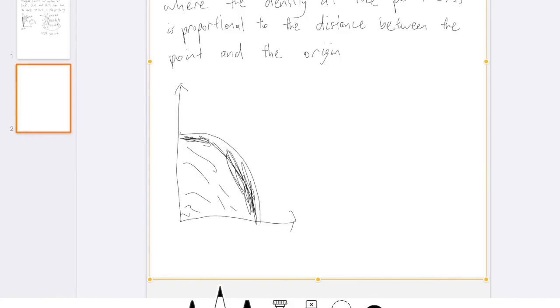And we can represent this proportionality basically with k, some constant that represents how it's proportional, the proportionality constant. And it's just going to be k times distance. Now, the distance is just going to be the square root of x squared plus y squared. That's just the distance formula. And now we can set up our integral.